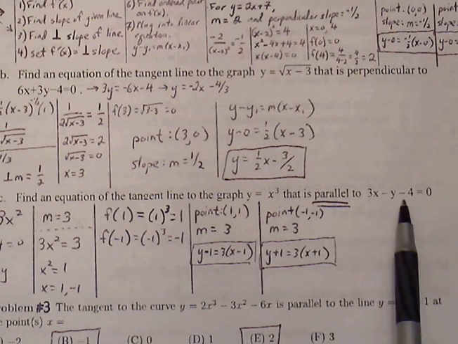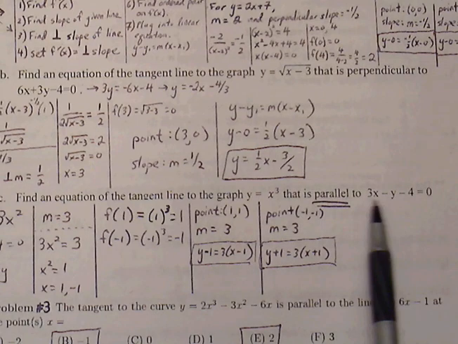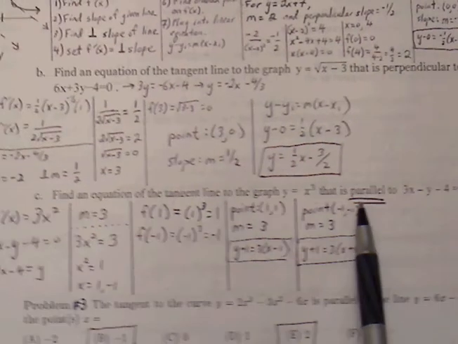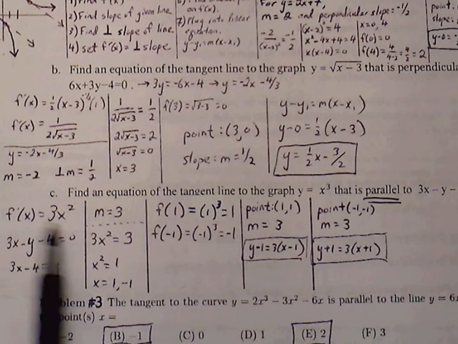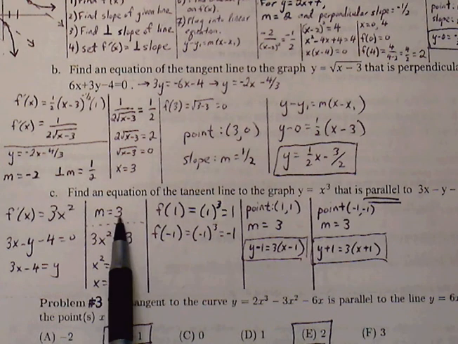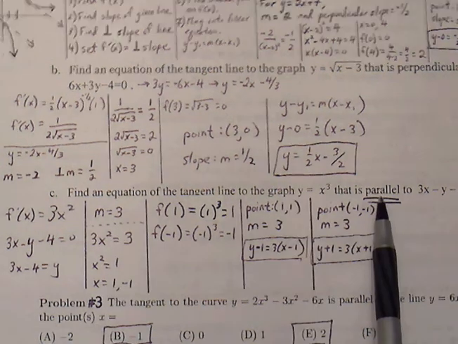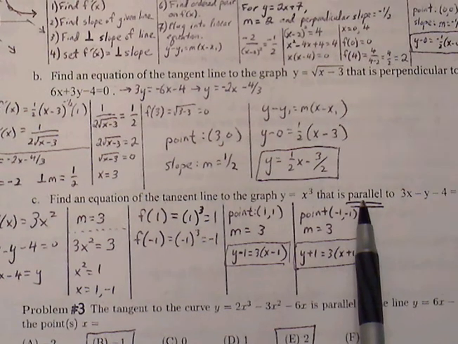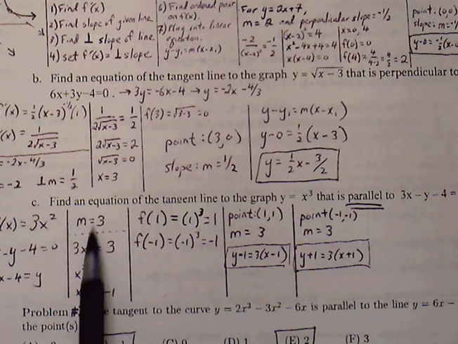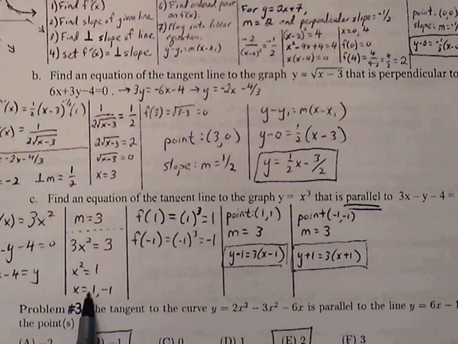So now, once we find the slope of this line, then we can just keep it. There's no need to change it because we just want a slope that's parallel. So go through the same steps, find the derivative, find the slope of the given line. In this case, after you get it into slope-intercept form, the slope is 3. We're going to hold on to that slope because we want something that's parallel to the given line. So we're going to now set the derivative function equal to the slope that we're after, in this case 3. Solve for x. We get 1 and negative 1.